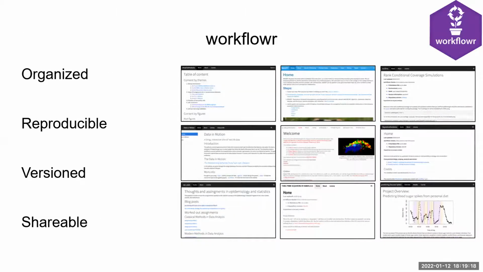And so that brings in workflowr. So I'm going to go through and explain how workflowr helps you make projects organized, reproducible, versioned, and shareable. But the end product, to keep in mind where we're heading, is a version controlled, reproducible website with your results. And so these are some examples, some screenshots of various workflowr users that have used workflowr during the development and sharing of their research projects.